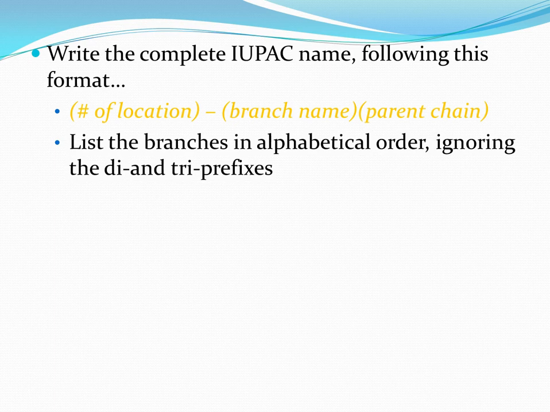Finally, we write the IUPAC name. The name begins with the number of the carbon each branch is connected to, followed by a hyphen and the branch name, then the name of the parent chain. If there is more than one branch, then they would be listed in alphabetical order, ignoring di and tri prefixes.